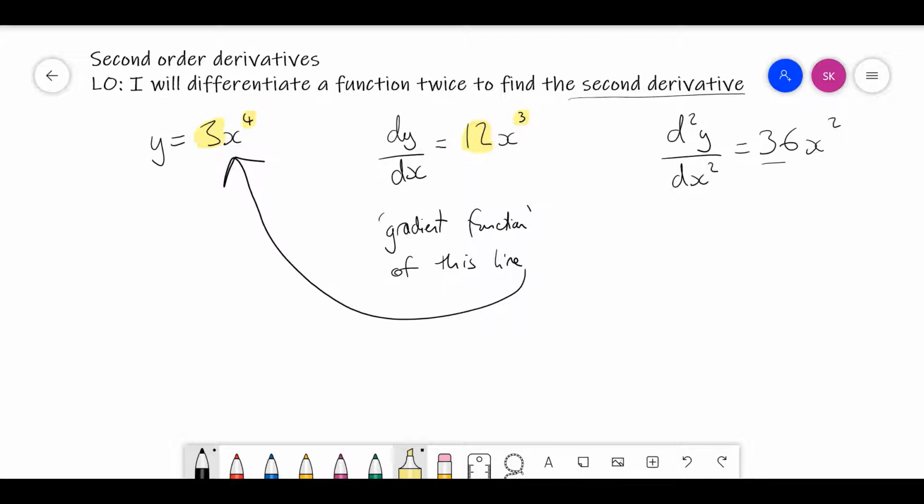But what this means is this is the rate of change of the gradient function. So it's describing how much the gradient function is changing. By the way, rate of change is just a different way of saying gradient. So it's basically saying the gradient of the gradient function.